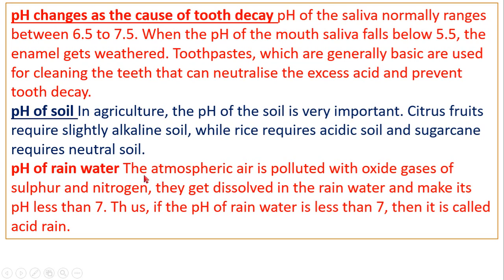Then pH of rainwater. The pH of rainwater is less than 7. The atmospheric air is polluted with oxides of gases such as sulfur dioxide and nitrogen dioxide. They get dissolved in rainwater, and this makes the pH value less than 7. If the pH of rainwater is less than 7, it is called acid rain.